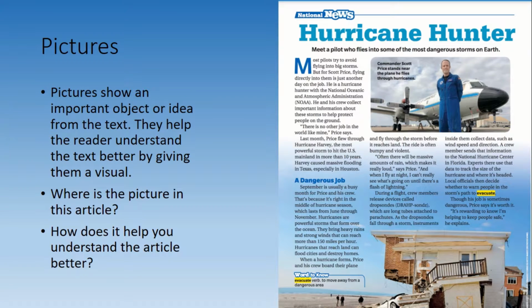Now we're going to look at pictures. Pictures show an important object or idea from the text. They help the reader understand the text better by giving them a visual. So, where's the picture in this article? And how does it help you understand the article better?